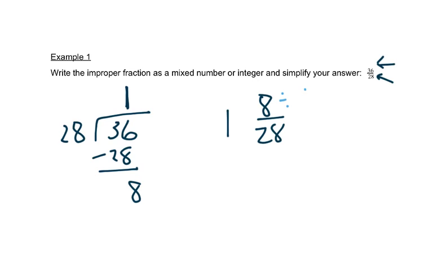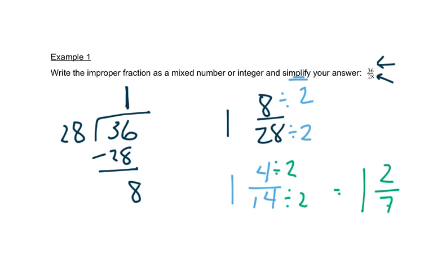So we're going to reduce this because our answer needs to be simplified. Divide by 2, and we get 1 and 4/14. But that can be reduced again. We'll divide by 2, so we get 1 and 2/7 for our mixed number.